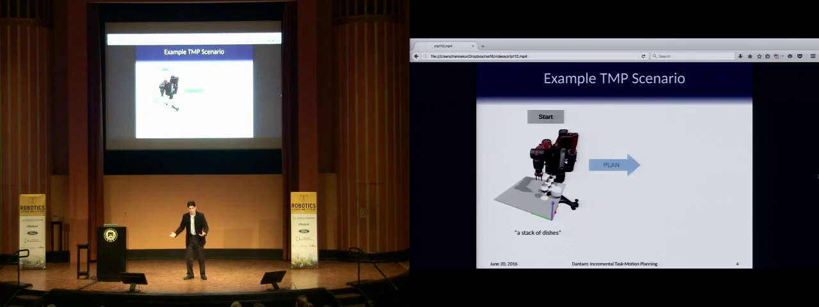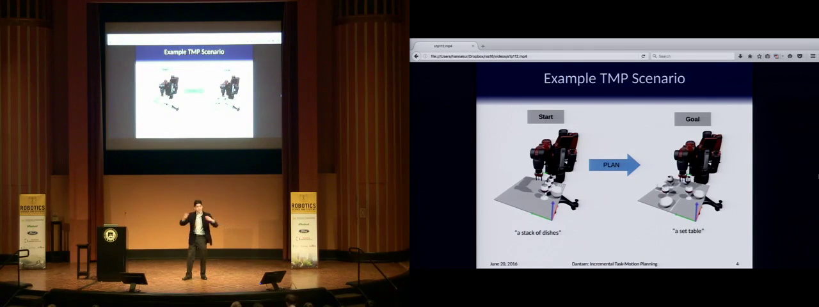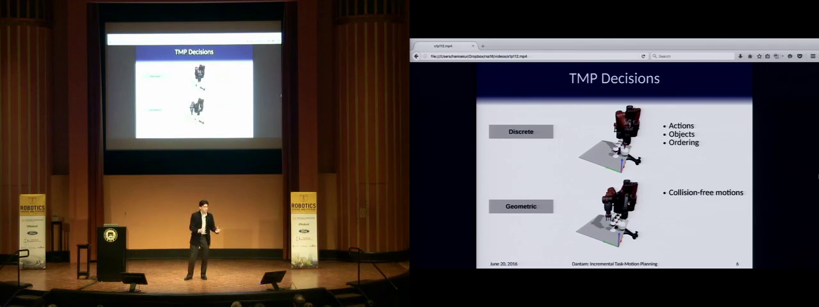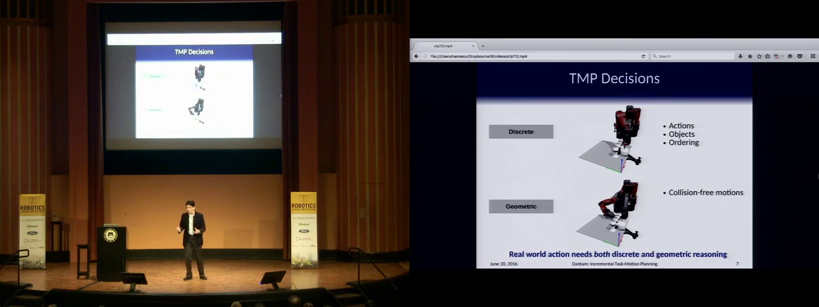So in a typical TMP scenario, you have some start state, some goal condition, and you want to plan from the start to the goal. TMP combines discrete decisions about actions and objects and ordering with geometric decisions about collision-free motions. For real-world action, we need both discrete and geometric reasoning.